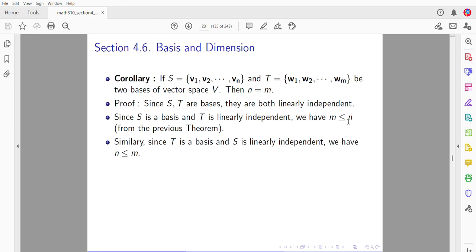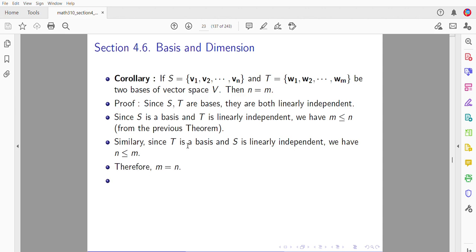Similarly, now think of T as the basis and S as the linearly independent set. A linearly independent set has fewer elements than the basis. So n, that is the linearly independent set, has fewer elements than m, that is the basis. In other words, notice m is less than or equal to n and n is less than or equal to m. The only way this can happen is when m is equal to n.